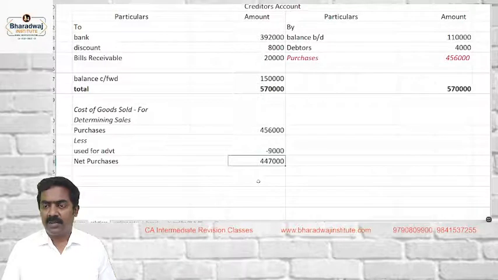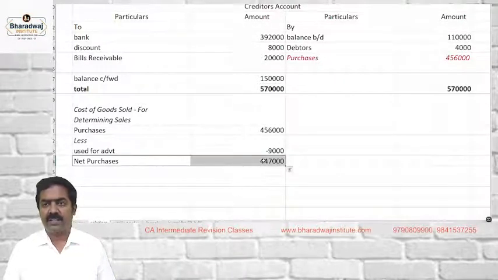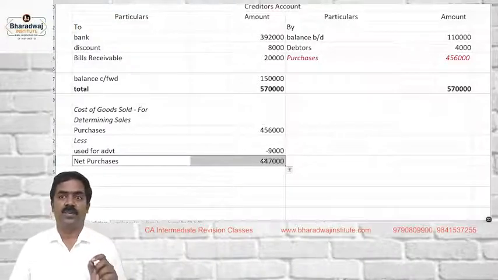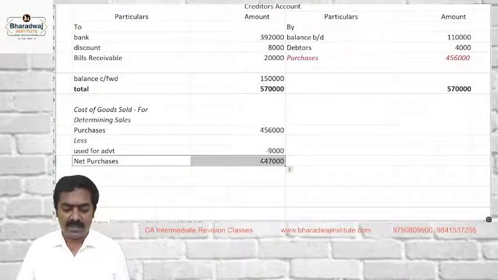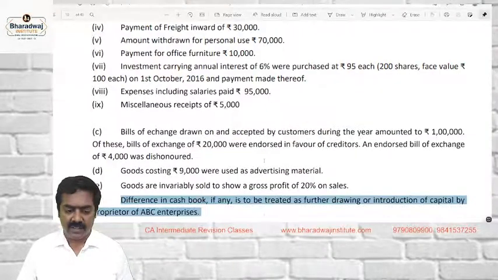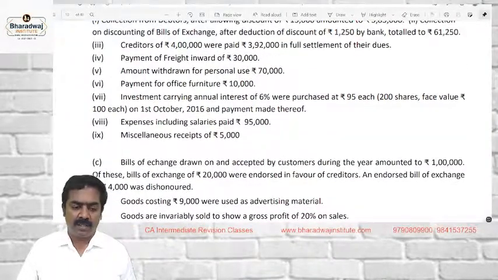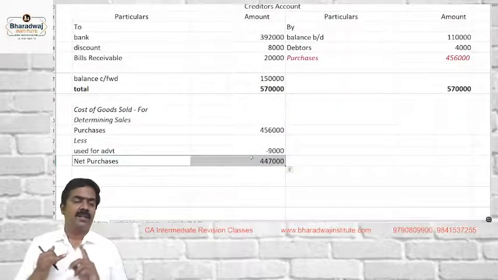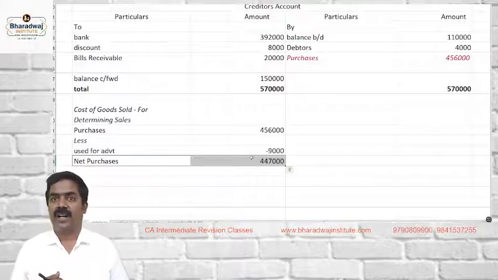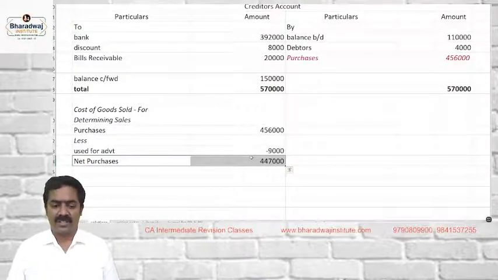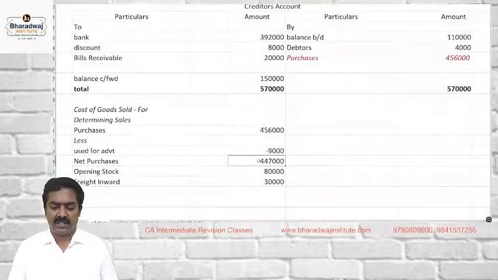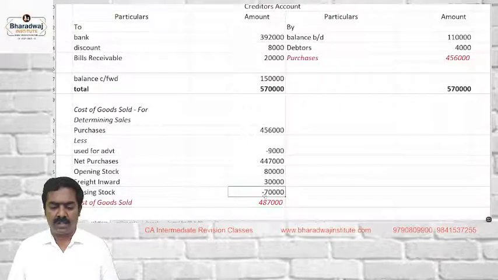Opening stock plus this purchases. Think. Plus direct expenses, if any, don't omit. Is there any direct expenses? Yes. Freight inwards. How much is given? 30,000. So opening stock plus purchases plus freight inwards minus closing stock will give us cost of goods sold.